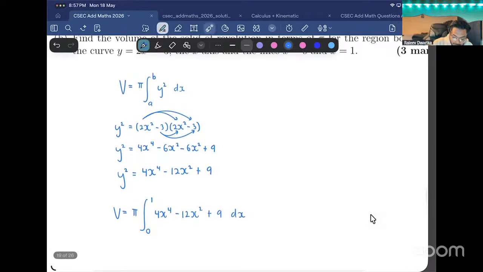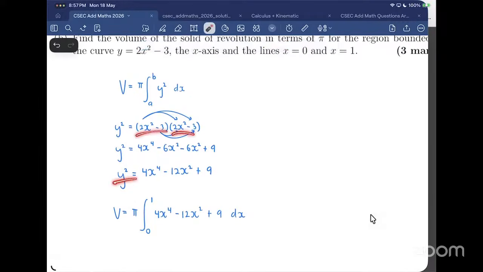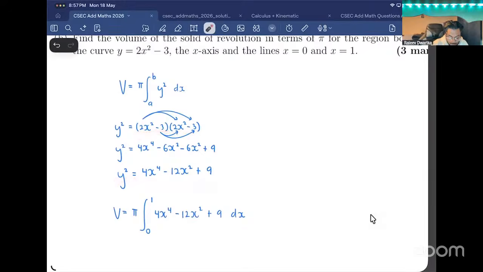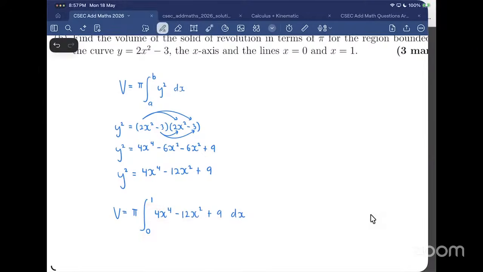Right? Okay. So I found y squared. Y squared was just the function by itself. So I got 4x to the power 4 minus 12x plus 9. So I substituted here and plugged in the lower and the upper limit. So 0 and 1. Okay.